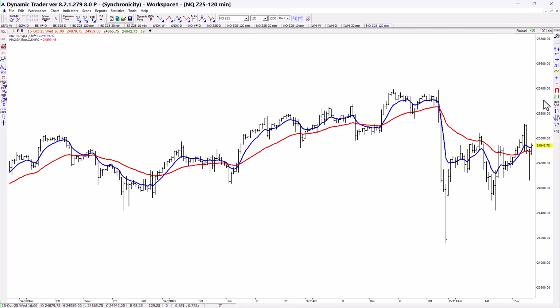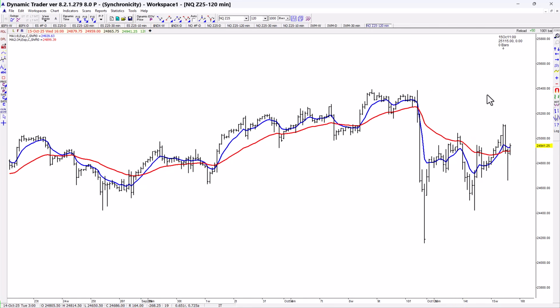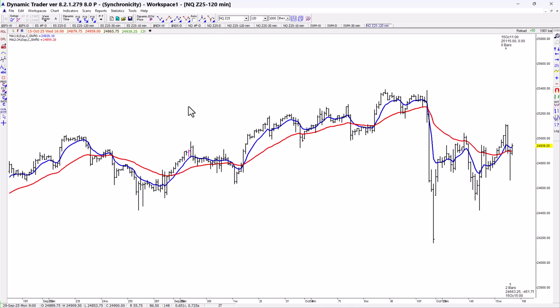Actually, the high was put in right over here, 251.15, and the decline off of that area was 451.75. Okay, all right, so I'm going to start actually with the symmetry projections.